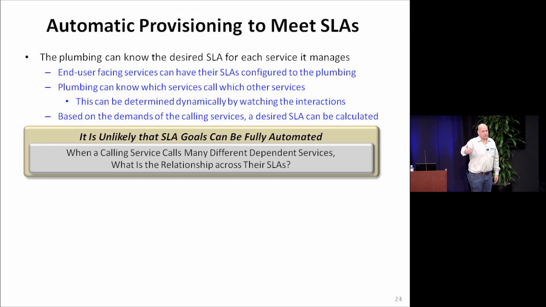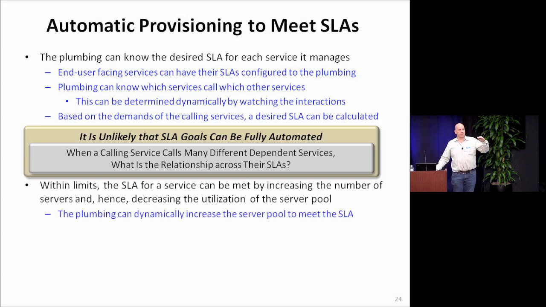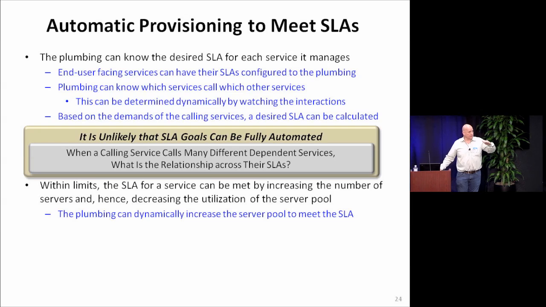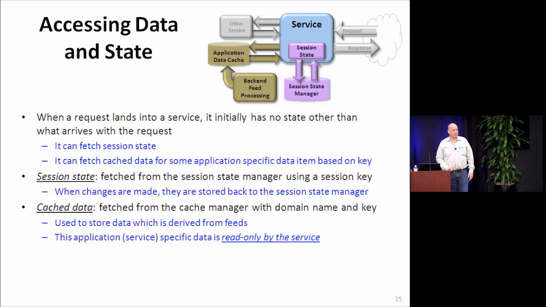But I also know that if we don't target this as a service for our components, then we're never going to get there, right? But this is an example of if I know the standardized pattern of the call graph, then we can build stuff into the system to manage this. So within limits, the SLA for a service can be met by increasing the number of servers, which drops the utilization, and then dynamically does it. Now that's only within limits. You may find that the minimum response time is so bad you got to get the engineers out to make it a little bit faster. That technique is useful sometimes, but not for everything, right?